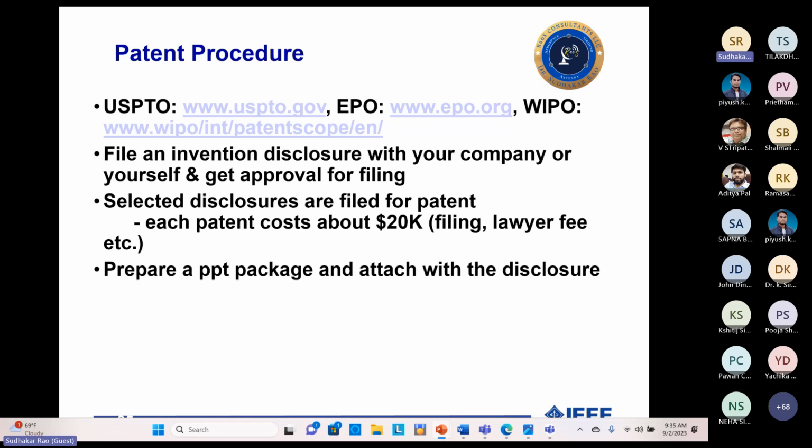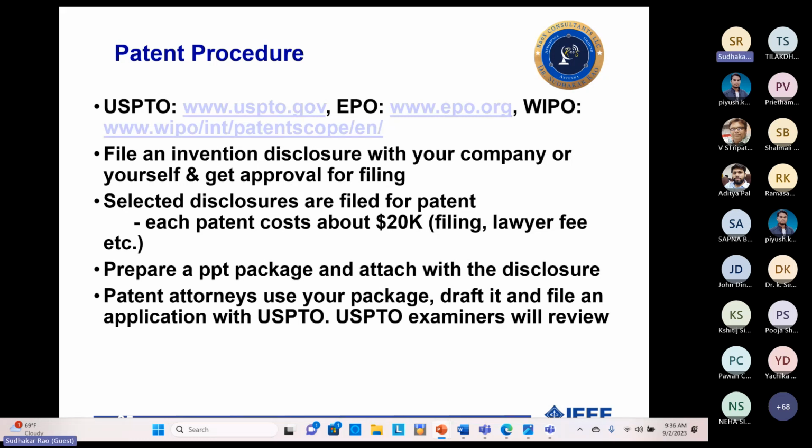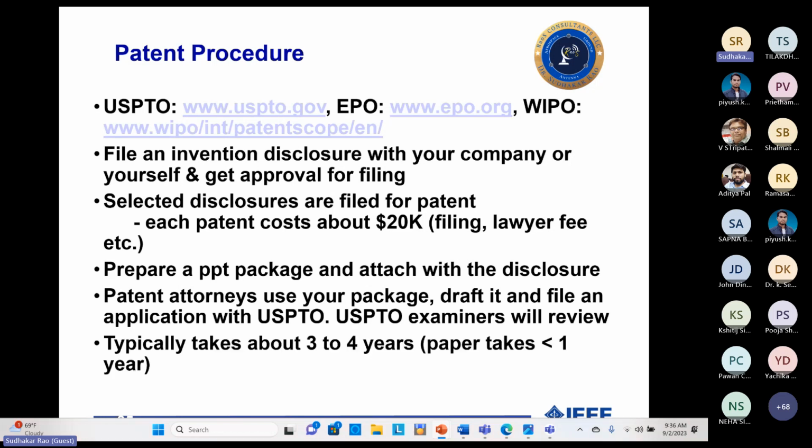So you need to prepare a PowerPoint package and attach it with the disclosure, describing what the novelty is, and then the patent attorney uses your package, drafts it in his language and files an application with USPTO. So USPTO examiners will review. Typically it takes 3 to 4 years for a patent to be issued, whereas a paper takes less than a year, maybe 6 months to 1 year. So you can see how long it takes for a patent to get issued.